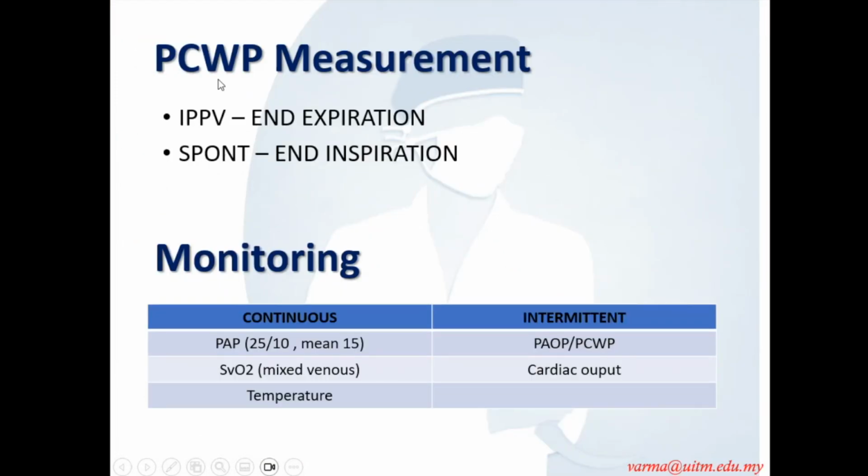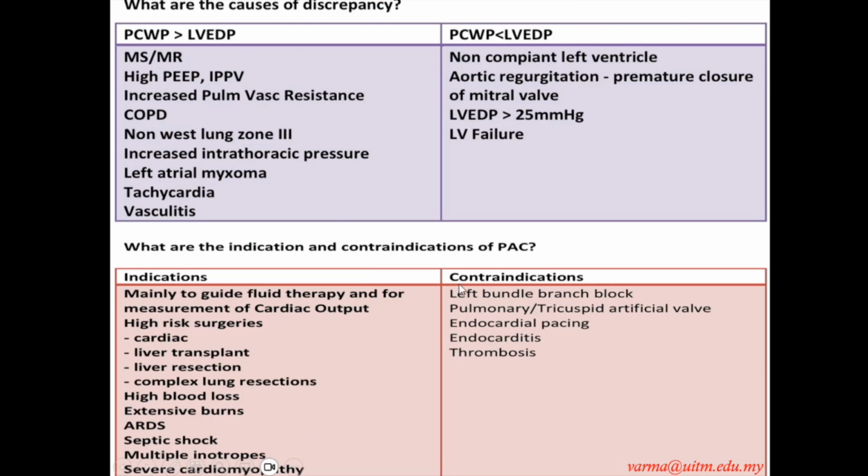How do we measure pulmonary capillary wedge pressure? In an intubated patient, we measure at end expiration. In a spontaneously breathing patient, also end expiration. This is all extra information. What is being monitored using a pulmonary artery catheter? We have continuous versus intermittent measurement. Continuous, we have pulmonary artery pressure, SpO2 and temperature. We can measure the core temperature of the patient. Intermittently, you inflate the balloon to get a pulmonary artery occlusion pressure, and then you can do a thermodilution technique to measure cardiac output. The discrepancy, I will share later. This is in case they ask, but unlikely, I think.